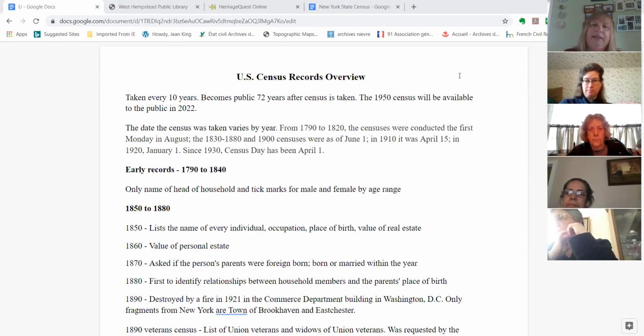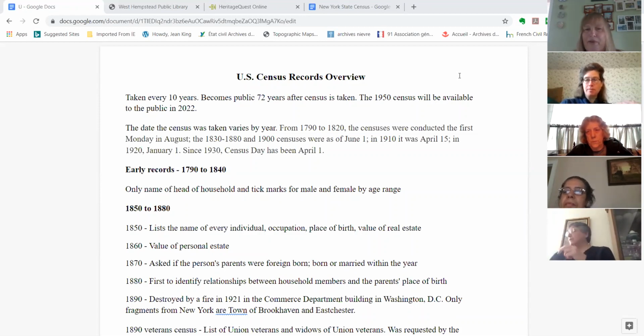So something interesting about census records is that it wasn't always April 1st. At the beginning, from 1790 to 1820, the census date was the first Monday in August. Then it switched to June 1st from 1830 to 1880 and 1900. Just for 1910, it was April 15th. Then it switched to January 1st in 1920. And since 1930, it's been April 1st.